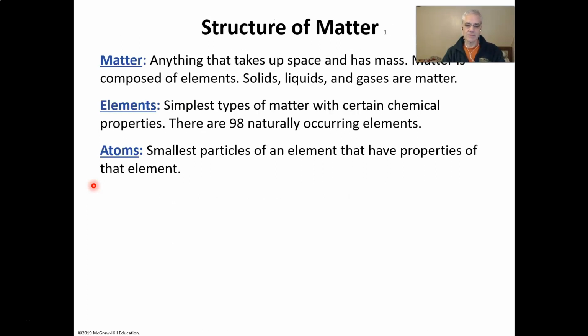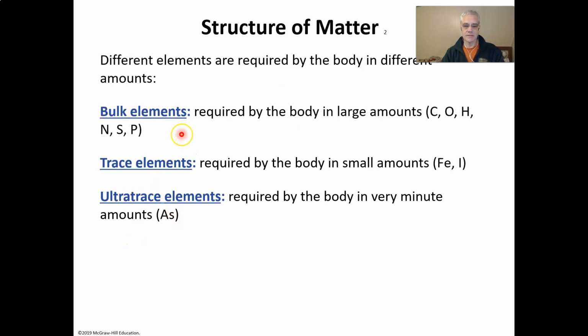Great, we move on. Structure of matter, we've already been through this. Matter is anything that takes up space and has mass, right? Composed of atoms. Elements are the simplest types of matter, and atoms are the smallest particles of those elements. We talk about bulk elements. That means, from the table that I showed you in the last slideshow, what you're made up of mostly: oxygen, carbon, nitrogen, sulfur, phosphorus.